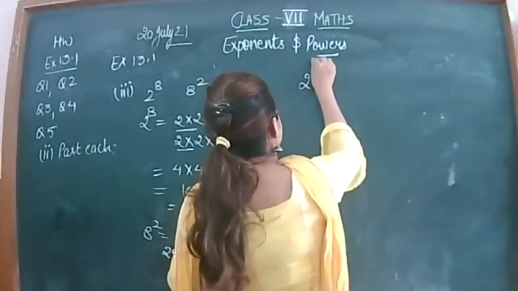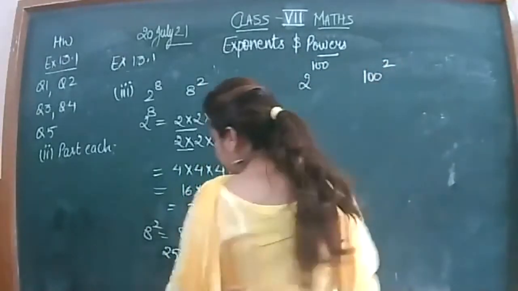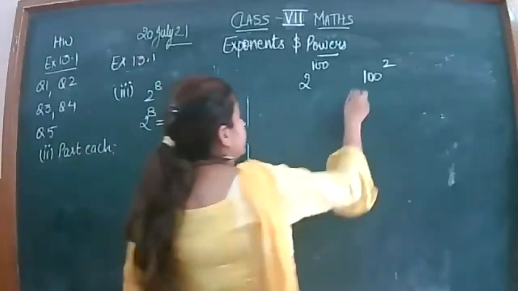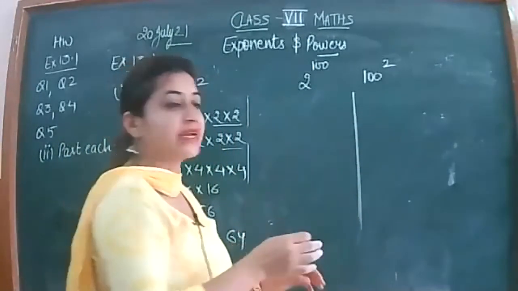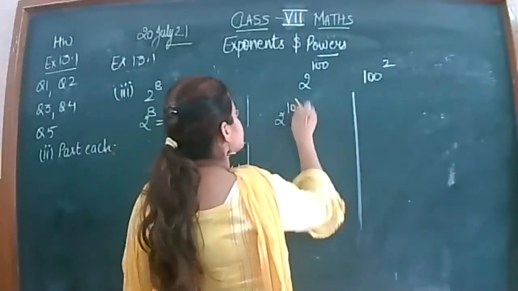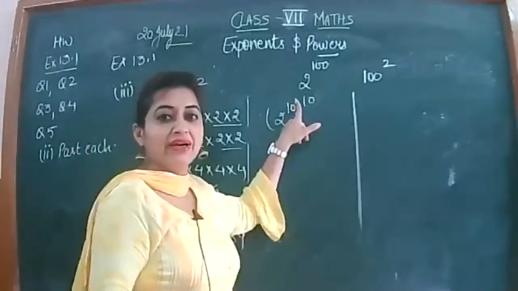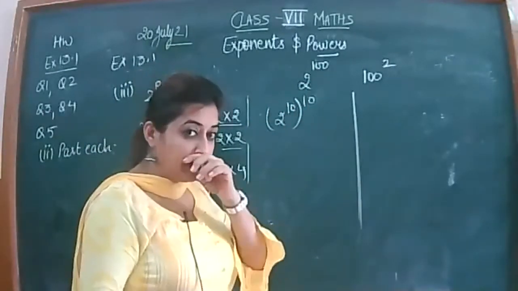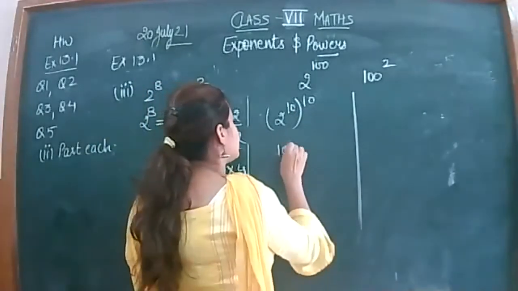Next is 2 raised to power 100 and 100 raised to power 2. Which one is greater? 2 raised to power 100, it's not possible for us to solve it directly. So what you will do, you will split the power. 10 into 10 is 100. So I have written 100 as 10 into 10. Okay. 2 raised to power 10 is 1024.